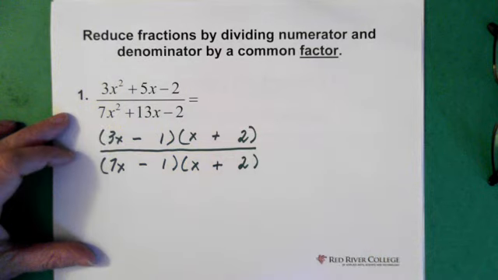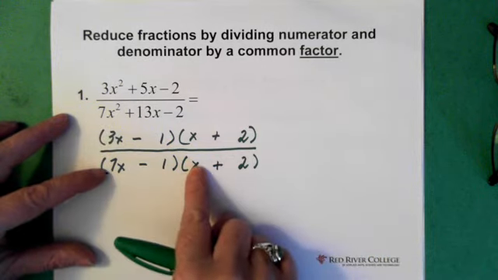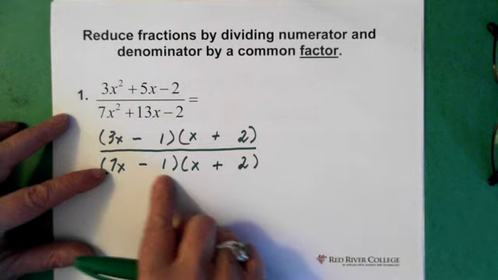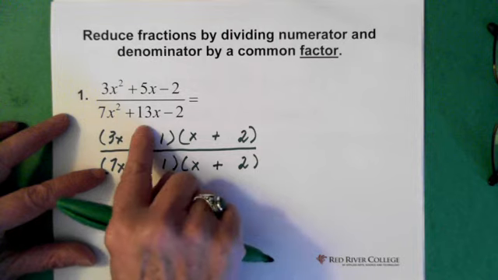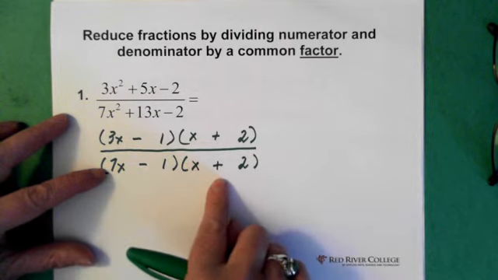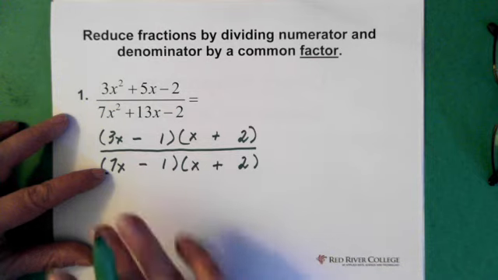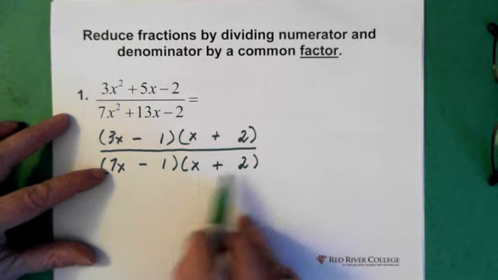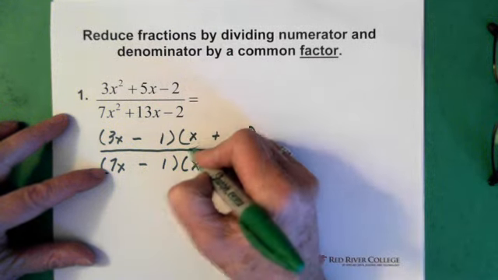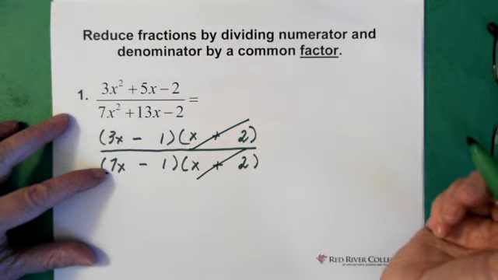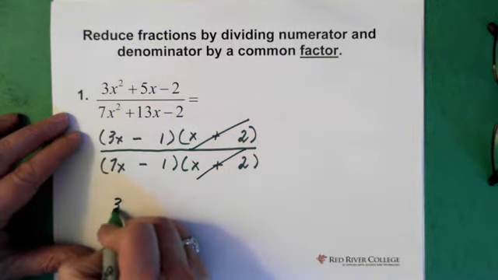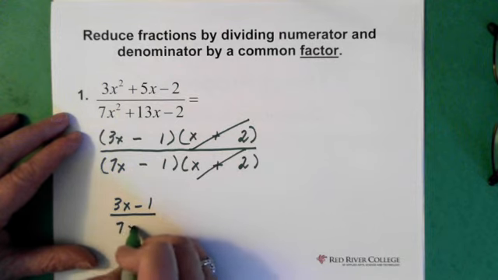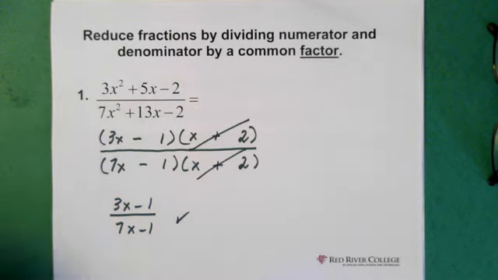And again, we can just take a look at it. 7x squared plus 14x minus x, which gives us this, and then minus 2. So I think this is good. Now we reduce if we can. So we see we have x plus 2 divided by x plus 2. So these two basically can cancel, right? And in the end, we're left with 3x minus 1 divided by 7x minus 1. And that would be the answer.